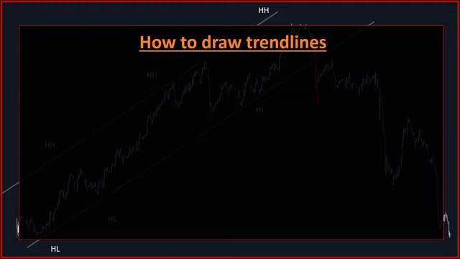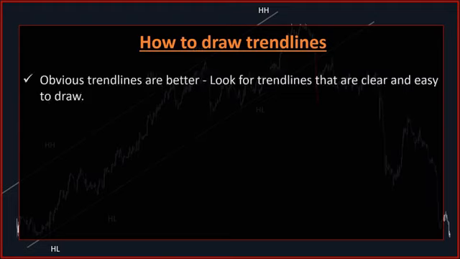It's not just about connecting dots. There are a few key concepts to keep in mind. Obvious trend lines are better. Look for trend lines that are clear and easy to draw. If it jumps out at you, it's likely jumping out at everyone else too. And remember, the more people watching a trend line, the stronger its influence on the market.